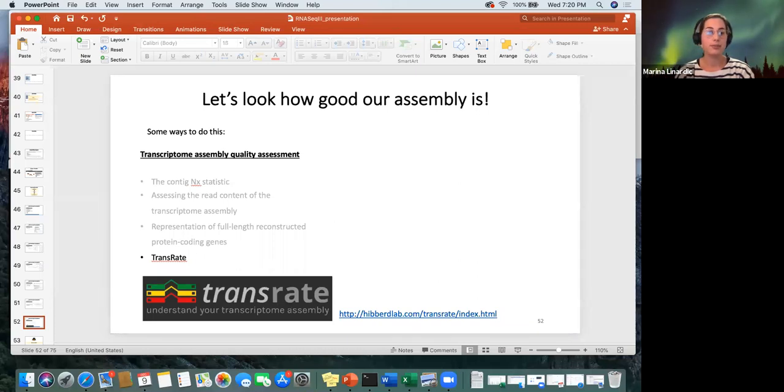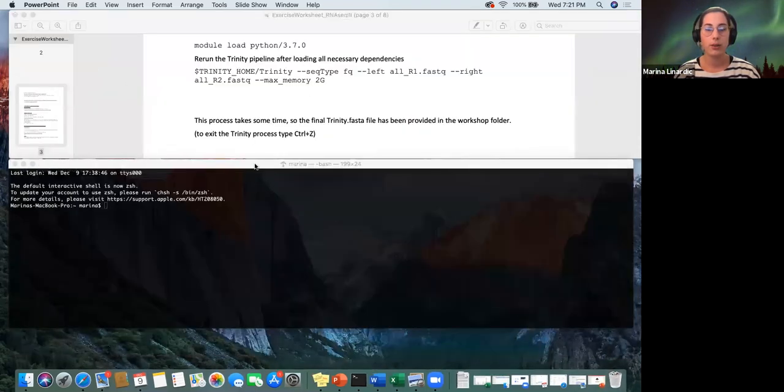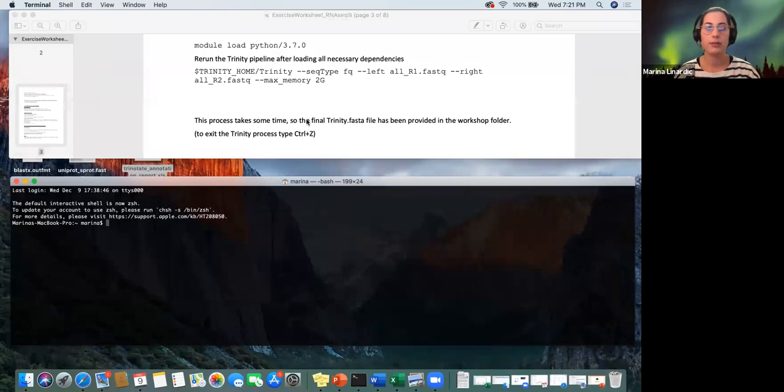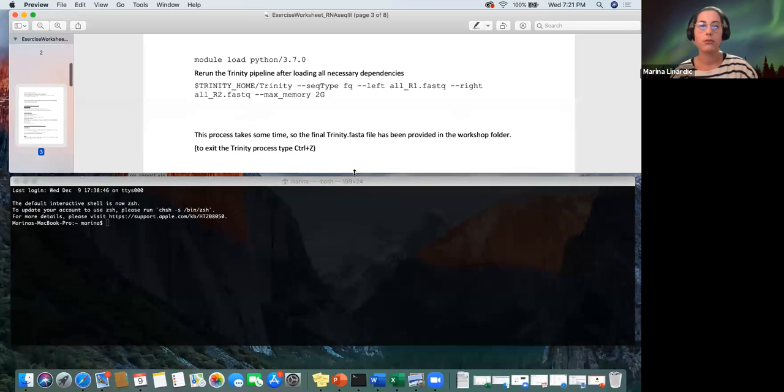And with this, I would like us to try this out. So we're going to do some hands-on practice now. I would like to ask you to open your terminals. I will have the same setup as I did yesterday. So I will just put this down and I will have my terminal here, and the worksheet that I sent you guys.